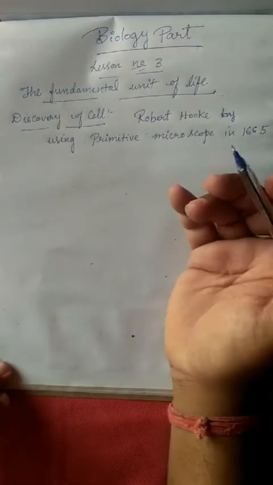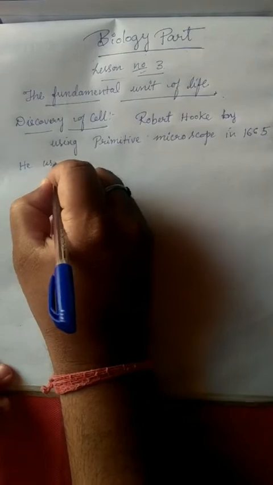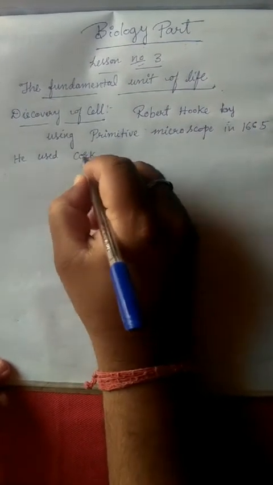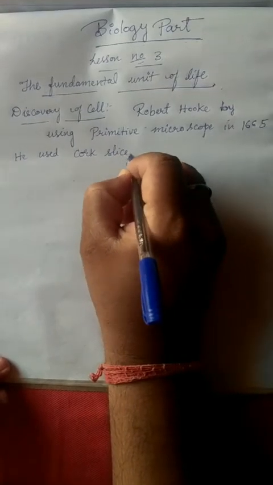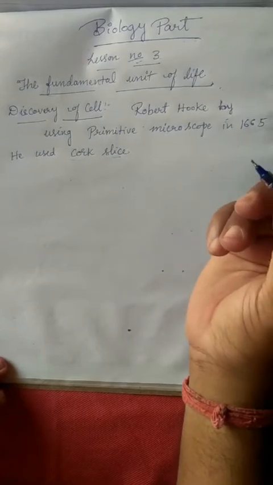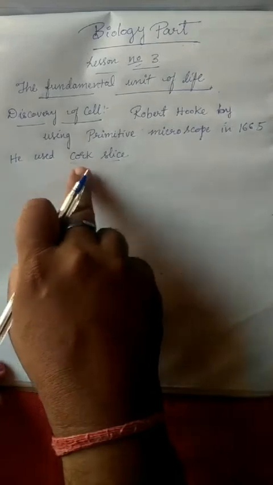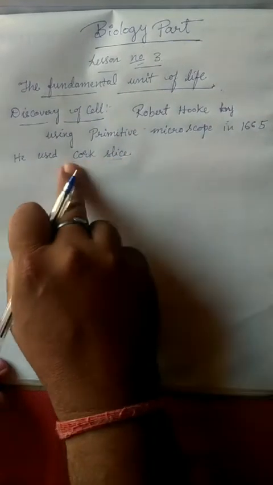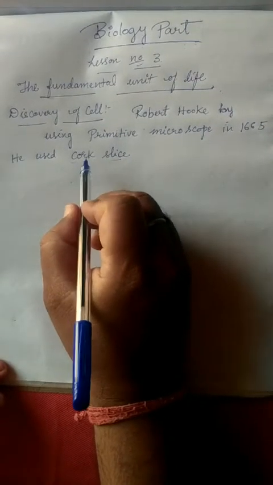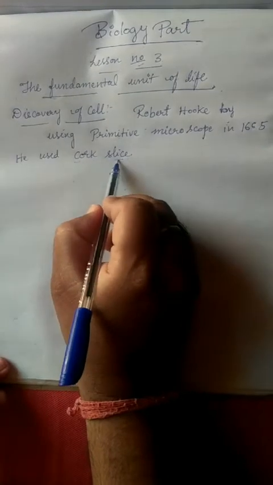So how did he discover it? He used a cork slice. Cork means the bark of the tree. From that bark of the tree he took the cork slice.